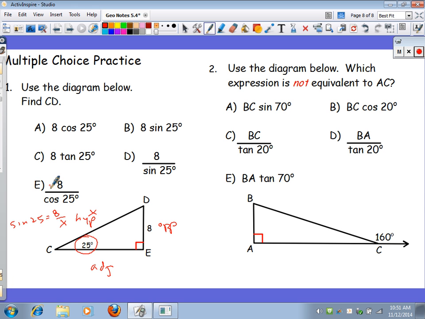Okay, now I don't see that anywhere, so let me get x by itself. Let's multiply by x. So we have x times the sine of 25 equals 8, and then we have to divide by the sine of 25. So do you see one that says 8 divided by the sine of 25? That would be letter D right here. Letter D. All right, well, we'll stop there.